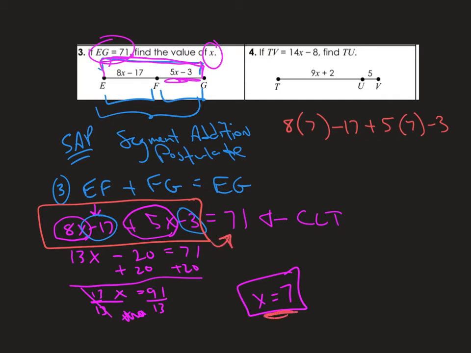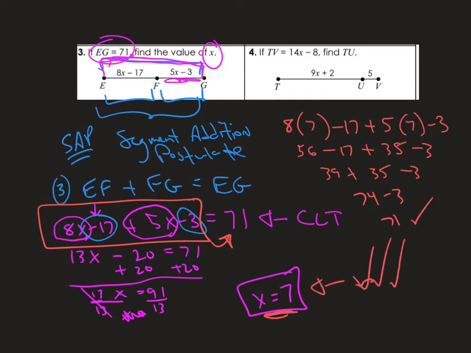We said x was 7, so 8 times 7 is 56 minus 17 plus 5 times 7 is 35 minus 3. And then 56 minus 17 gives me 39 plus 35 minus 3. And 39 plus 35 gives me 74 minus 3 gives me 71. Check. This is definitely right.